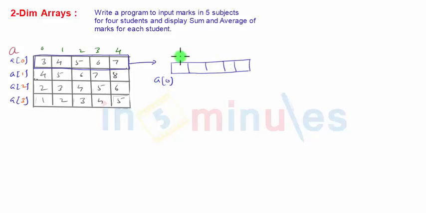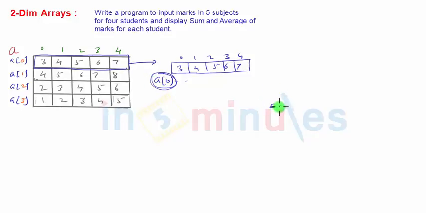Now obviously the elements are 0, 1, 2, 3 and 4. So if A0 is the name of this array, then it will be A00, A01, A02, A03 and so on. Now the values over here are 3, 4, 5, 6, 7. Suppose I have to add these values. So I have to add the values of array A0.